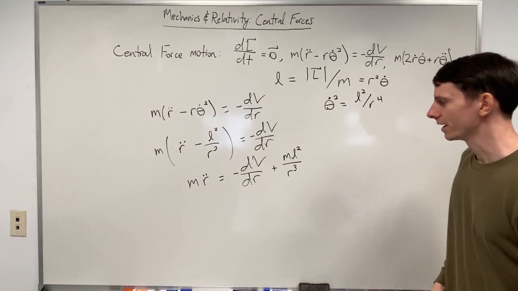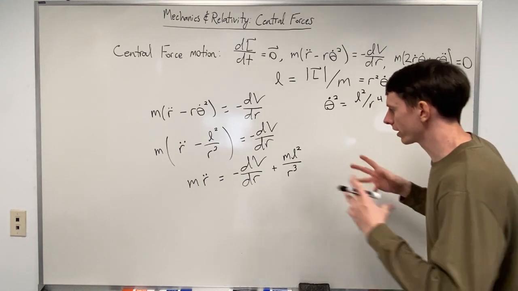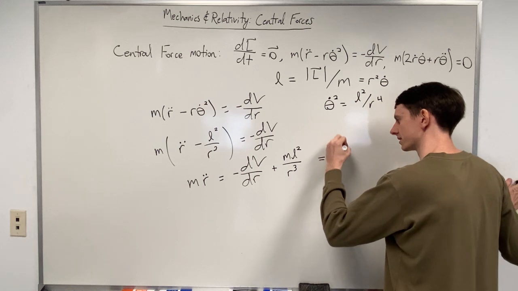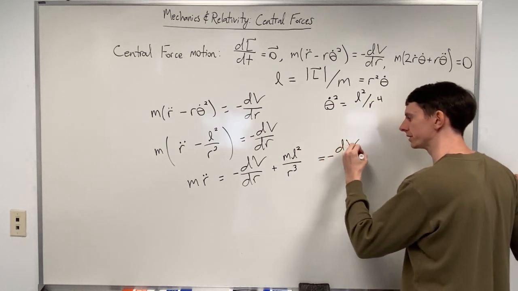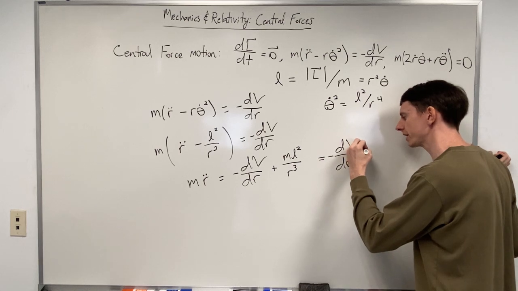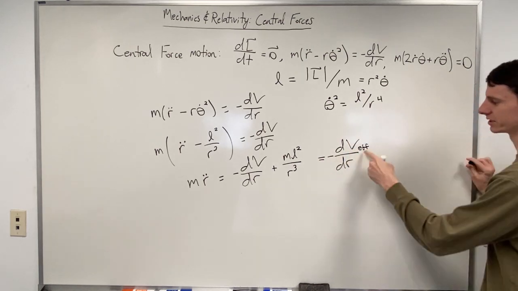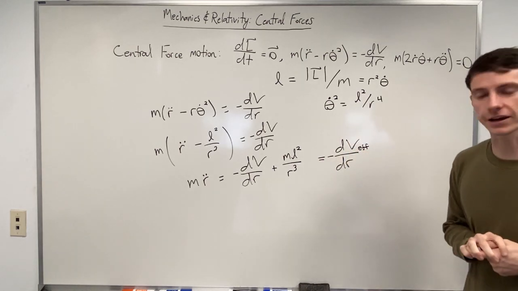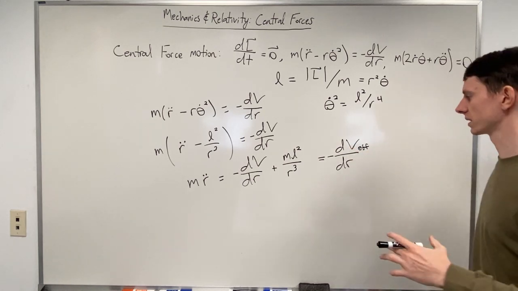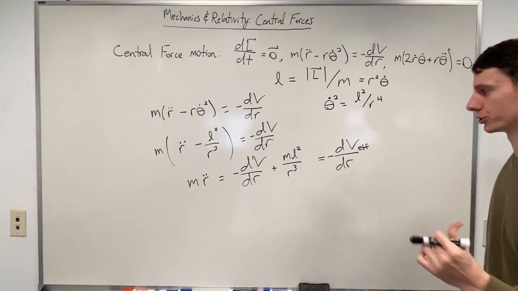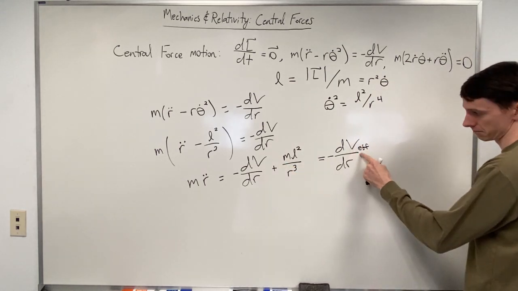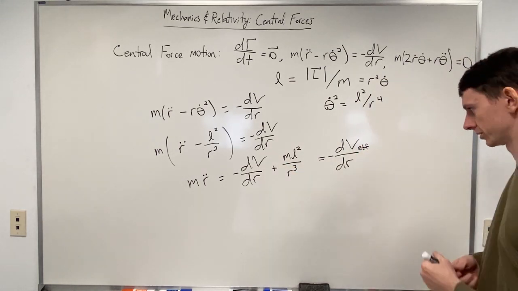Okay. What we're going to do now is rewrite this one more time as minus dV/dr, but rather than writing V, I'm going to write V_eff. The sub eff stands for V effective, and this quantity right here, V_eff, is sometimes known as the effective potential. V is the potential energy of the system. V_eff is the effective potential.